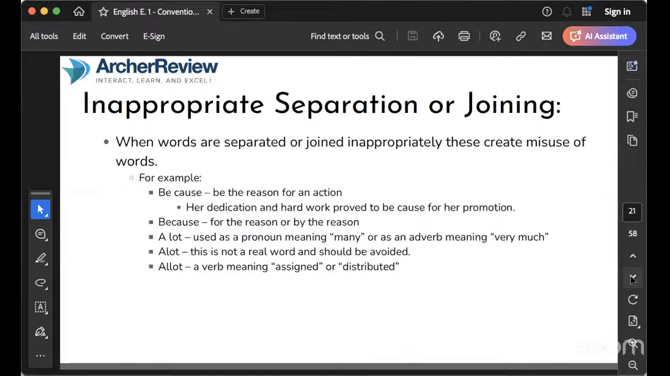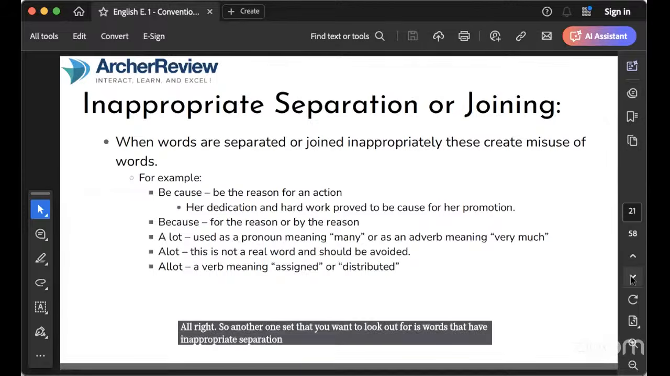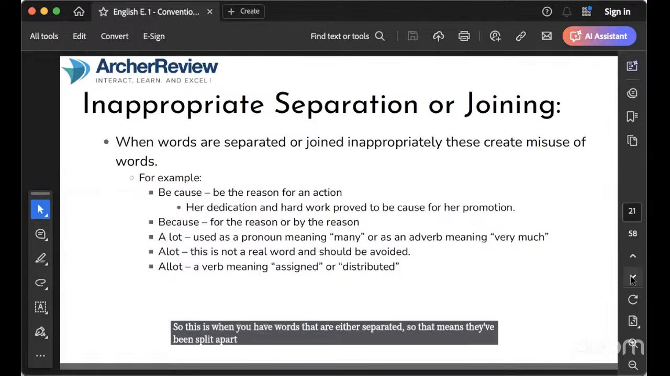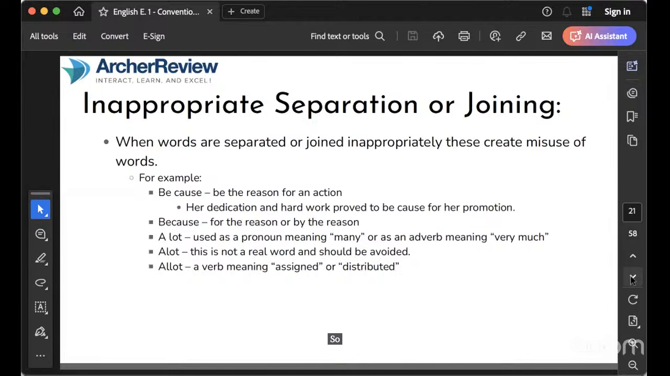All right. So another set that you want to look out for is words that have inappropriate separation or inappropriate joining. So this is when you have words that are either separated, so that means they've been split apart when they shouldn't have, or they've been joined together when they shouldn't have. So this can create a misuse of words as well, and you want to be on the lookout for them.